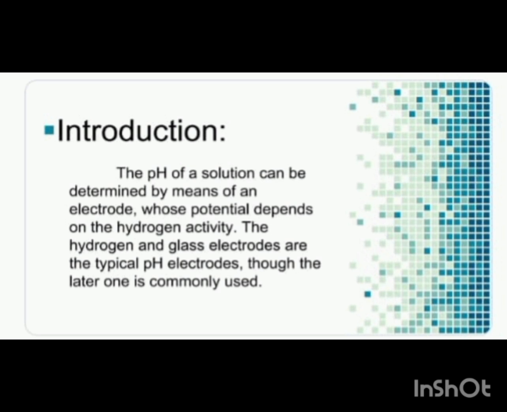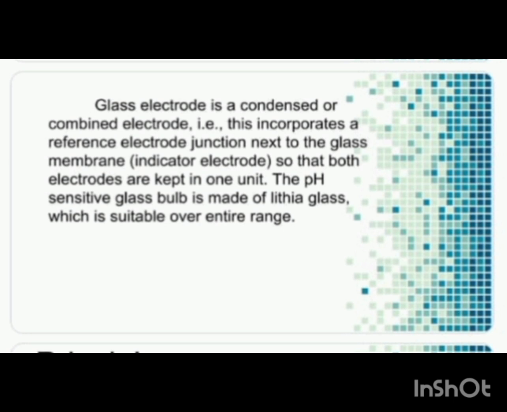And here is another part of this introduction: the glass electrode is a condensed or combined electrode. This incorporates the reference electrode junction next to the glass membrane so that both electrodes are kept in one unit. The pH sensitive glass bulb is made up of lithium glass, which is suitable over the entire range.